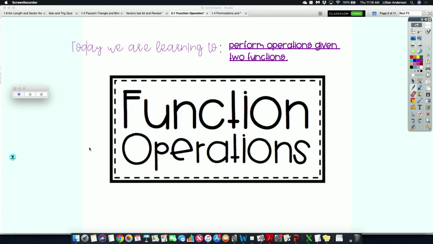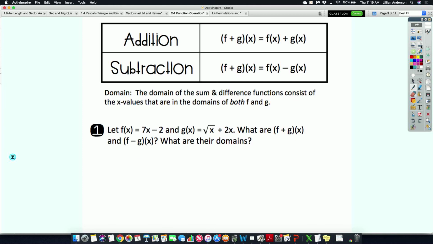You guys are going to be learning how to perform operations given two different functions, okay? Who knows, maybe even three if we get a little fancy. So when you open up your first flap, we're talking about adding and subtracting functions. Literally, when you are adding and subtracting functions, you are putting the two functions together, combining like terms of the two functions, which can be written either way. As you see, you have f plus g of x, or f of x plus g of x.